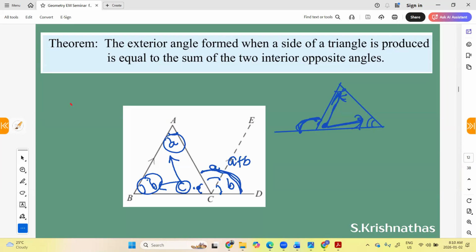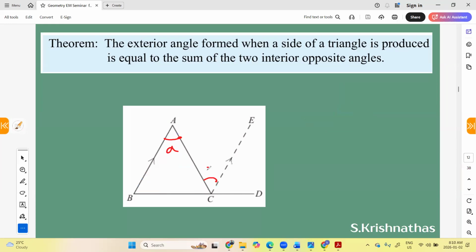One more time, students. This is A, this one is A, alternate angle. If this is B, this one is B, corresponding angle. The total is A plus B. Here, the sum is A plus B. Both are the same. That is the formal proof of this theorem. Students, the theorem is: the exterior angle formed when a side of the triangle is produced is equal to the sum of the two interior opposite angles.